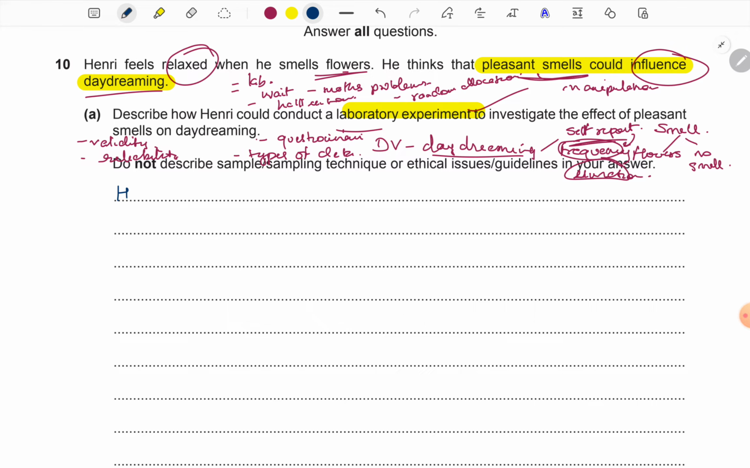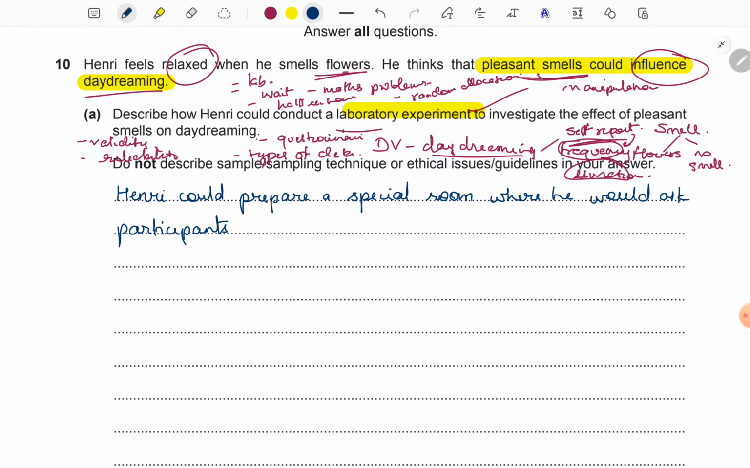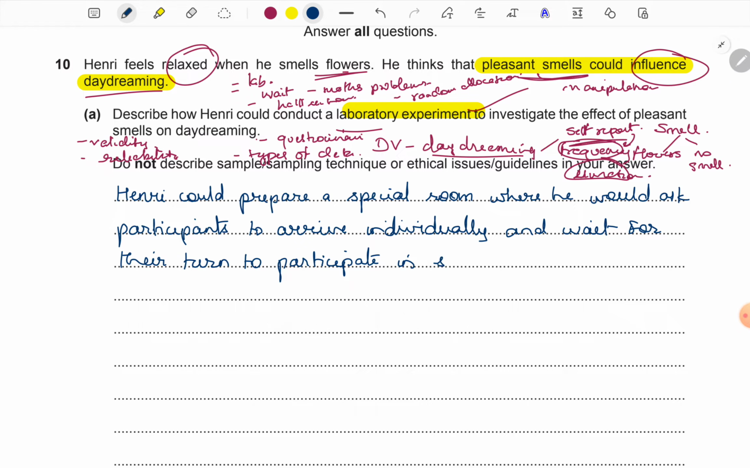Okay, again I will use wording from the question. So Henry could prepare a special room where he would ask participants to arrive individually and wait for their turn to participate in solving maths problems.